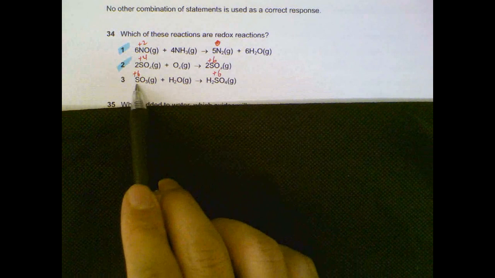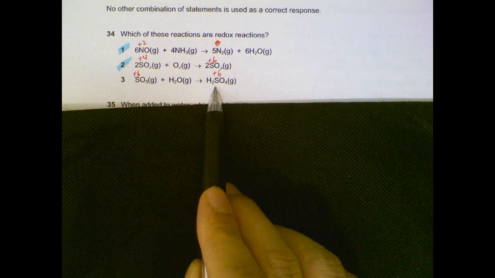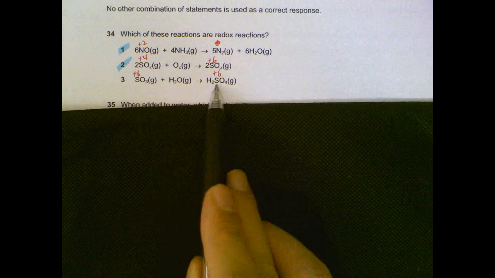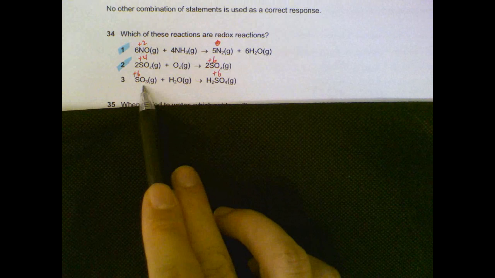For the last statement, sulfur is +6, and in sulfuric acid it is also +6. So there's no change. It's likely not to be a redox, but if you are worried that you have chosen the wrong atom to compare, you can do a quick check for the others.